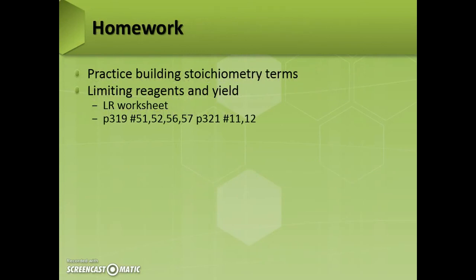For your homework, please practice building your stoichiometry terms and work on the limiting reagents and yield in the limiting reagent worksheet and in the textbook on page 319 in the numbers and 321 in the numbers shown.